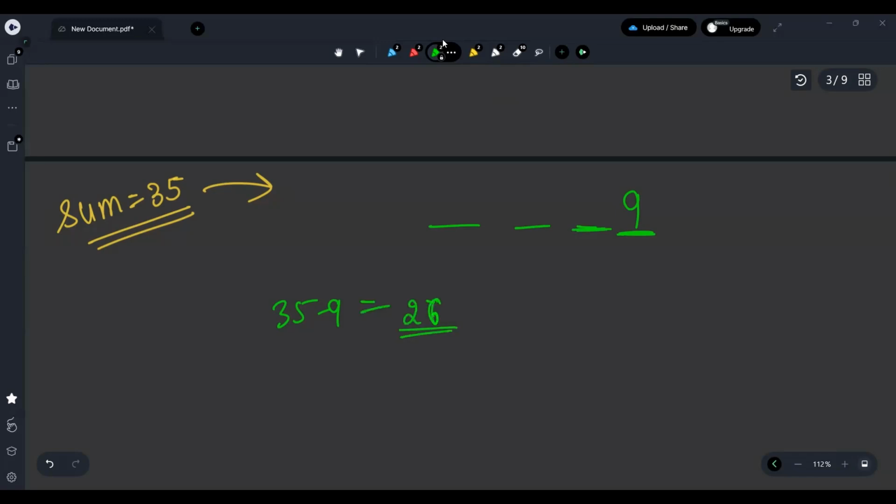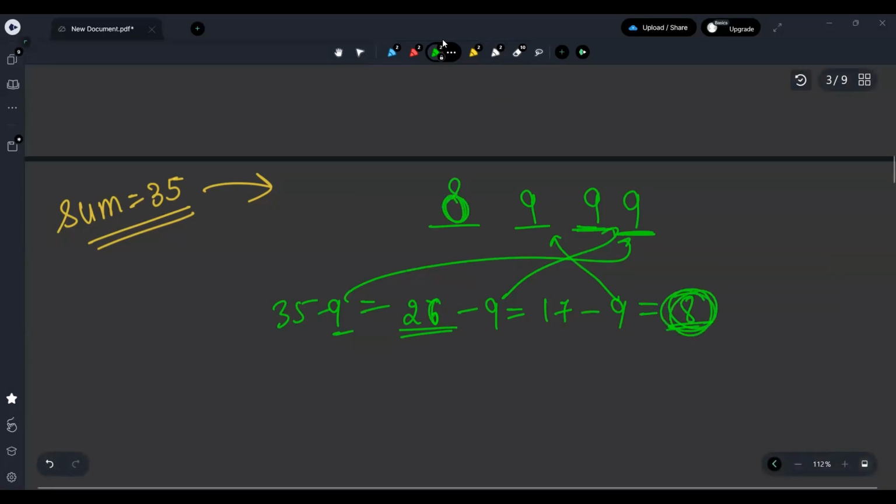Next, 26 minus 9, we will keep this 9 here. 26 minus 9 will be 17. Now 17 minus 9, we will keep 9 here. We have kept 9 here, here, and here. 17 minus 9 is 8. Now 8 is left, so we will keep 8 at the front.